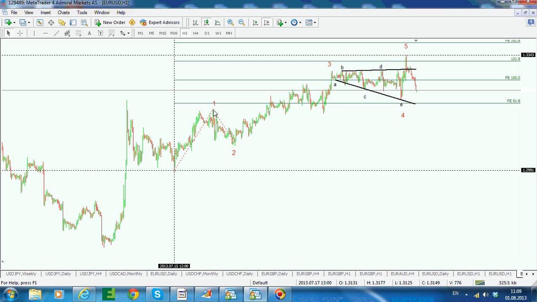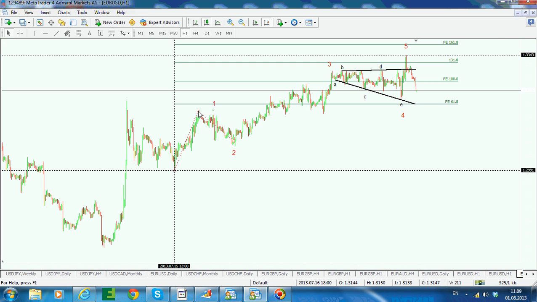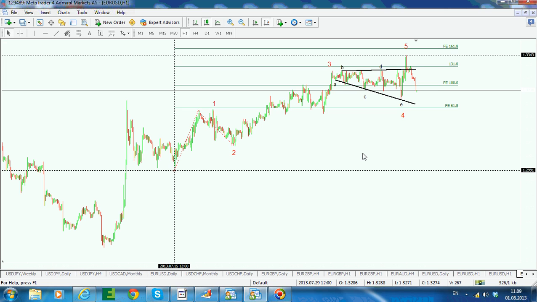So this is the first wave. Let's say that this is the first wave here, and this is the end of the second wave. And at least one wave needs to be extended. And this one wave that needs to be extended, so it is 1, 2, 3, 4, 5. But as you can see, the 161.8 level is definitely not done.